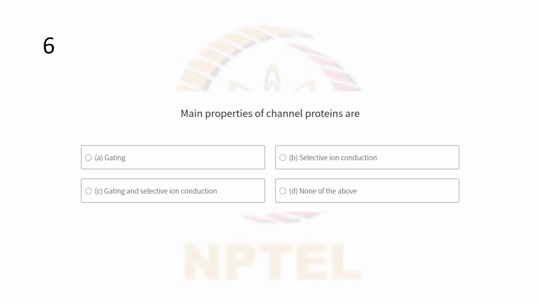Yeah. So channel proteins are a type of integral membrane protein that facilitate the movement of specific ions or molecules across the biological membrane. Typically, this biological membrane means the cell membrane. These proteins form channels or pores that allow selective and controlled passage of substances, maintaining the integrity of cellular compartments and enabling various physiological processes. So the function of a channel protein is gating and selective ion conduction.